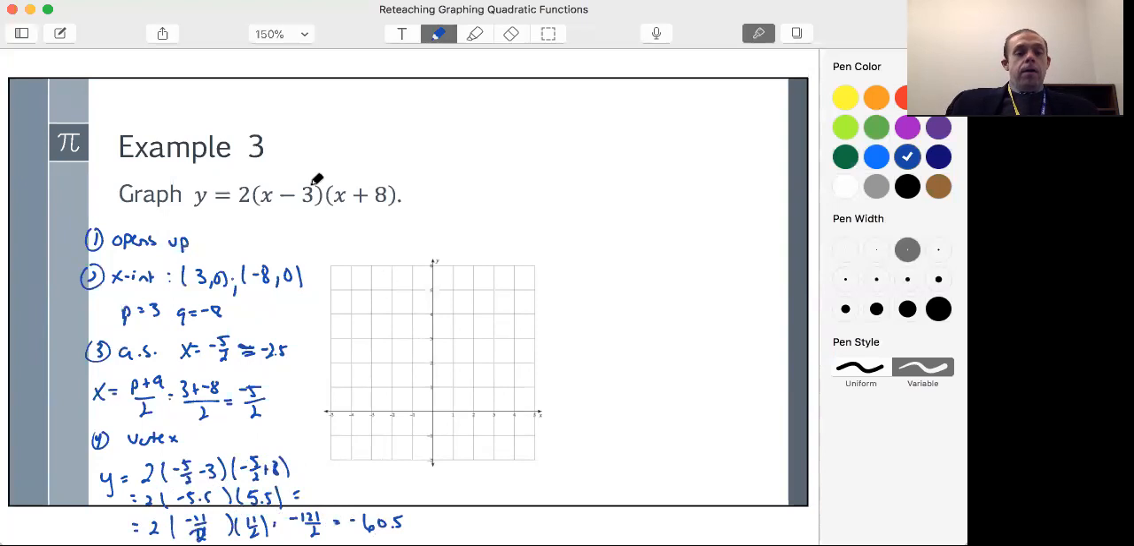Okay. All right, so step 1, we find 3, 0. Here's 3, 0. And then we find -8, 0, all the way out here. Okay. And then our vertex is way down here, -2.5, all the way down there. And there's our axis of symmetry. Connect the dots. And there you go. So this is supposed to be right down here at -60.5.